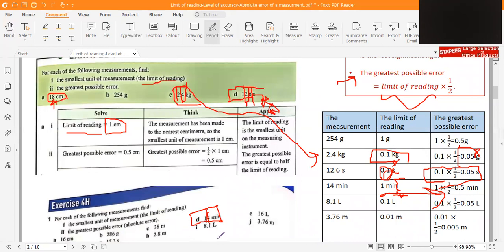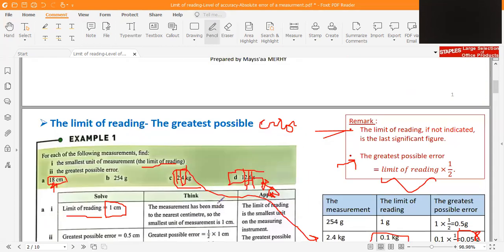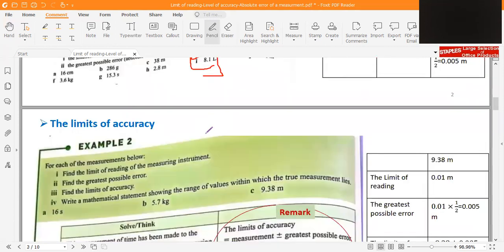Okay, 8.1 liter. The last significant figure counting from left to right is 1, which is located in the first decimal place. So the limit of reading is equal to 0.1 liter. So half of this value, the greatest possible error, is equal to 0.05 liter, and so on. Okay, very simple. So first we explained the limit of reading and the greatest possible error.